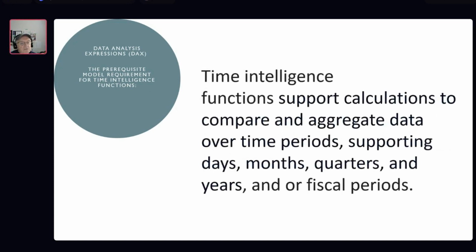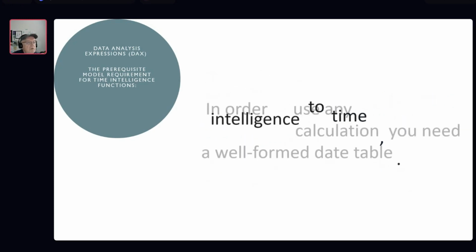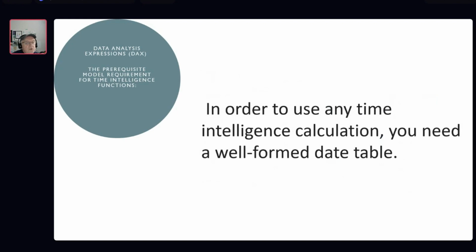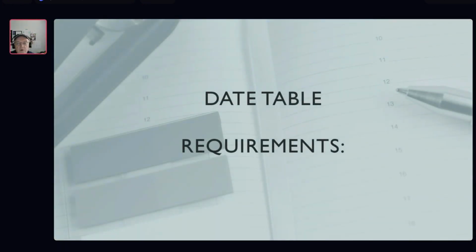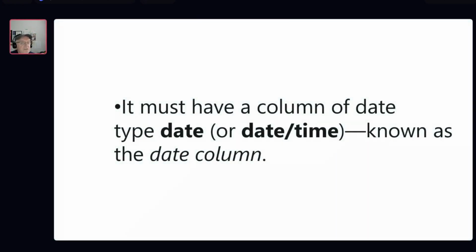Time intelligence functions support calculations to compare and aggregate data over time periods, supporting days, months, quarters, and years, even fiscal periods. In order to use any time intelligence calculation, you need a well-formed date table. So what are the date requirements we should go through so we know basically what we need to do? So there's 6 of them.